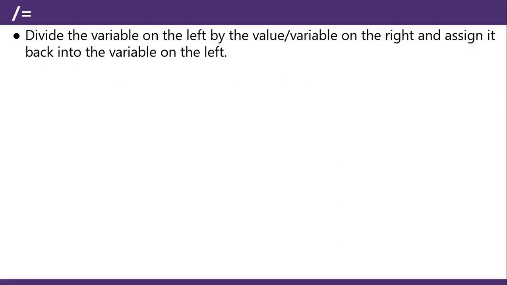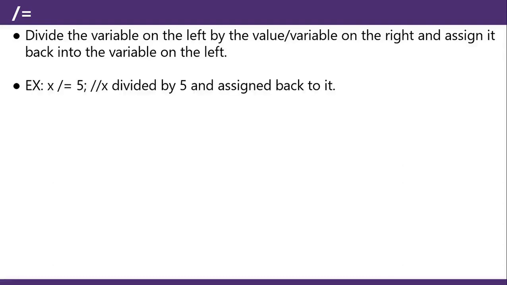Divided equals. Divide the variable on the left by the value or variable on the right and assign it back into the variable on the left. x divided equals 5. x is divided by 5 and assigned back to it.